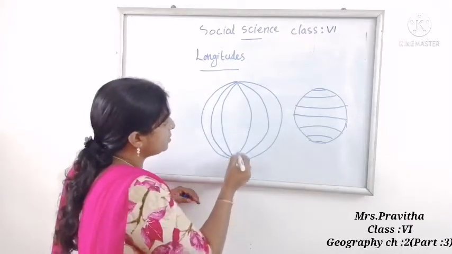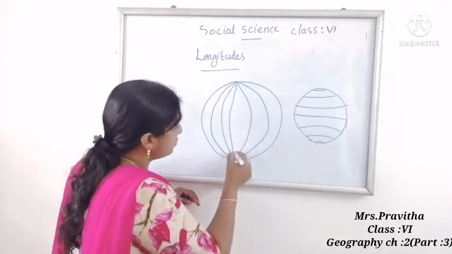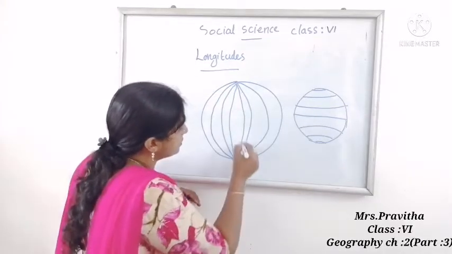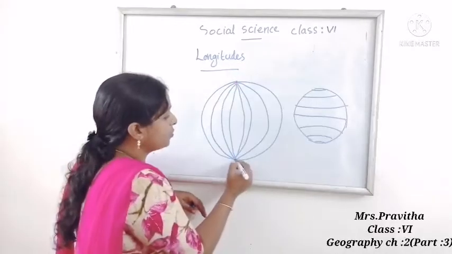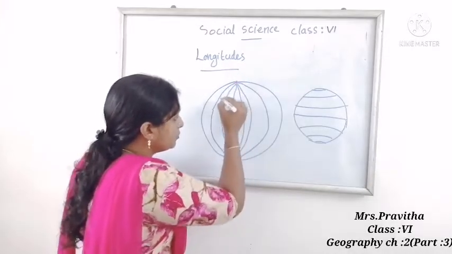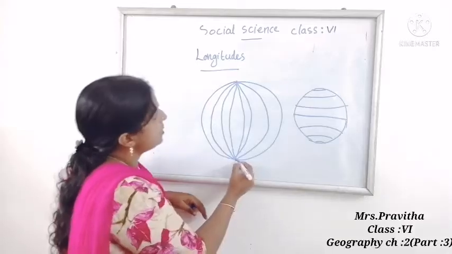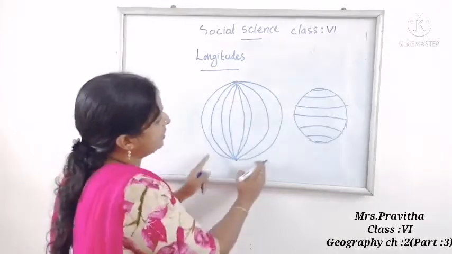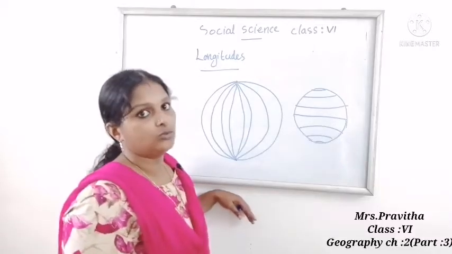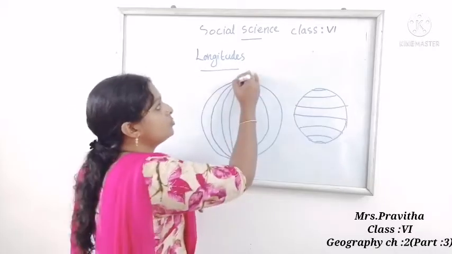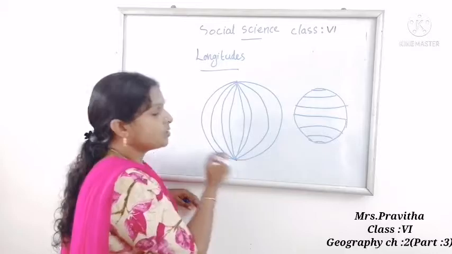So how is ma'am drawing the vertical lines? These vertical lines you can see will connect from the North Pole to the South Pole. You can see how it is connecting. So this imaginary vertical line drawn on the globe is known as longitude. This longitude will connect from the North Pole to the South Pole.